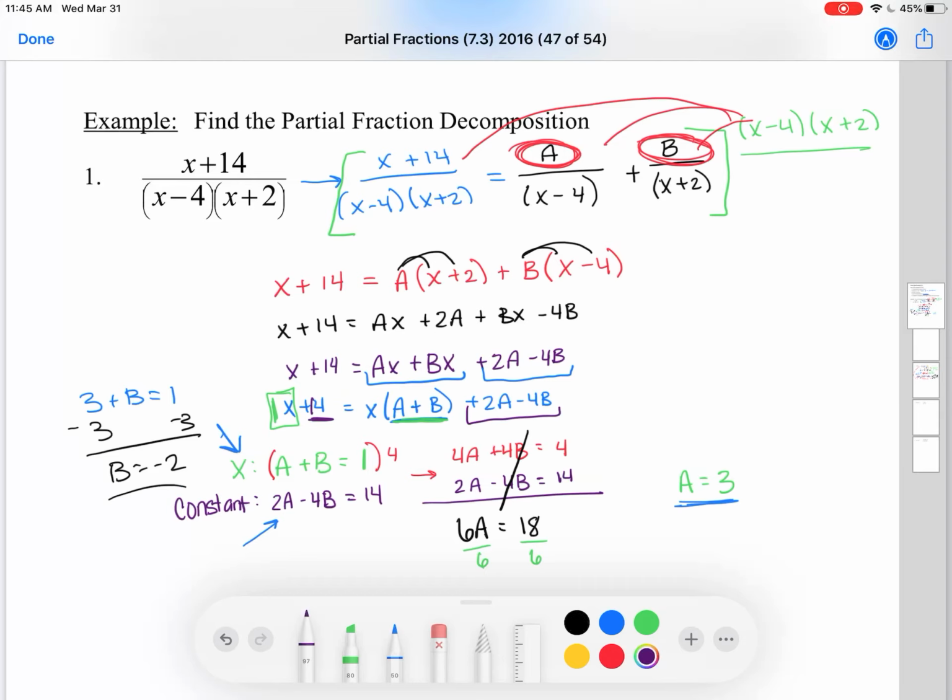As soon as I know those coefficients, I get to replace my old fractions. So a is going to get replaced with a 3, still divided by x minus 4. My b gets replaced with a minus 2, and still has x plus 2 in the denominator. And that will be our final answer. You have officially decomposed this fraction to know what it originally was in order to get that x plus 14 divided by x minus 4, x plus 2 at the beginning.